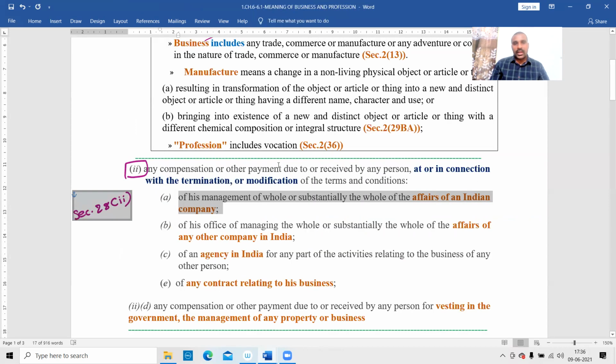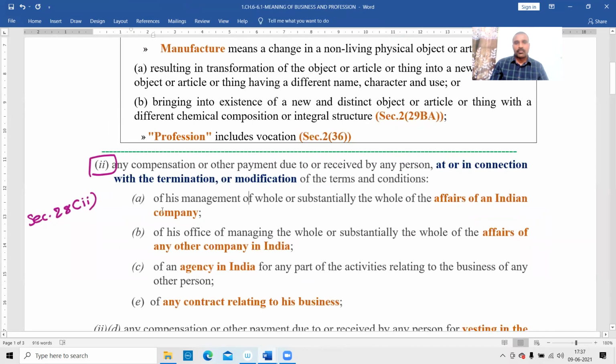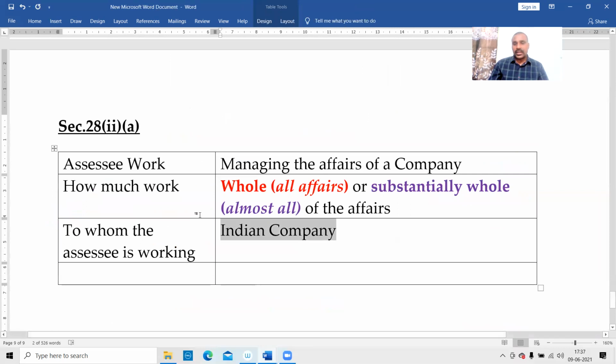The first class: management of whole or substantially the whole of the affairs of an Indian company. Management of whole or substantially the whole. So how much work are we doing? We are managing the affairs of which company? Indian company. Okay, right. Next, taxability criteria.